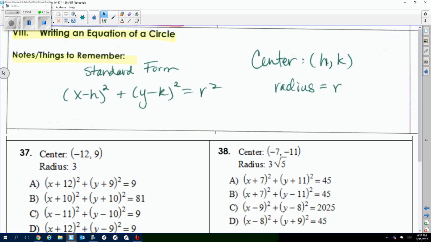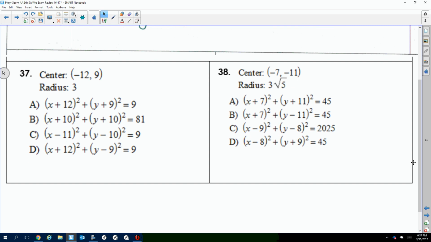Then we need to make sure we can write an equation of a circle. Standard form says x minus h parentheses squared plus y minus k parentheses squared equals radius squared. Our center is always in the form h comma k. Radius is r. So real simple, I'm going to give you the center and the radius. We're going to see if you can plug it into the form correctly. So I'm just going to remember this is our h, this is our k, that r is 3.